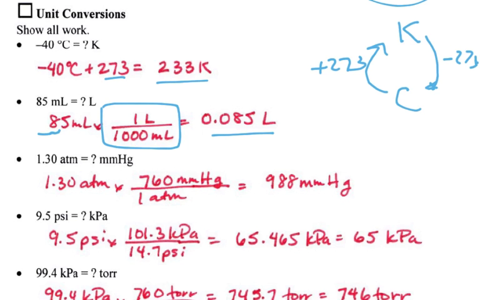Okay, atmospheres to millimeters of mercury. Now I have to use 2 numbers from my list of standard pressures. So I put atmospheres on the bottom so that it cancels, and then I get millimeters of mercury on top. So 1.3 times 760, I get 988 millimeters of mercury.